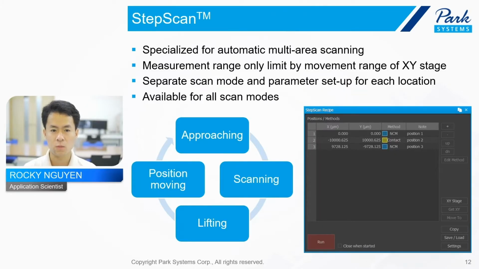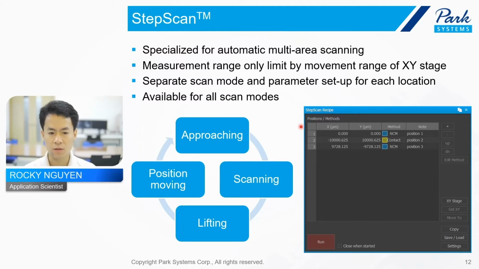If you are working with a large size sample such as the wafer, or you have to measure different areas on the sample surface, you can use the step scan function. This function allows you to measure the different areas on the sample surface automatically. So this is like the upgraded version of the auto mode, and this will repeat the scan process according to the preset locations you input on the sample surface.